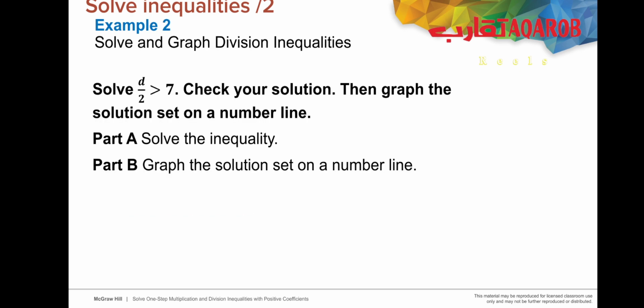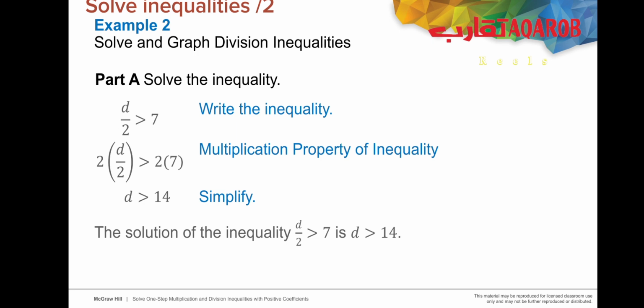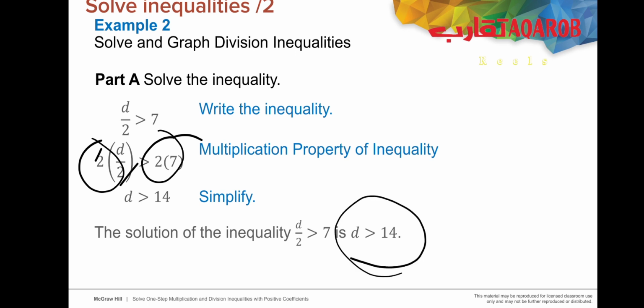In example 2, we will solve a division inequality. d over 2 is more than 7. Now I want to solve it. As you can see here, according to the multiplication property of inequality, I will multiply both sides by the number 2. Here I will multiply by 2, and I will multiply the other side, 7, by 2. Now 2 will be crossed out with the number 2, so d is more than 2 times 7, which equals 14. As you can see here, d is more than 14.